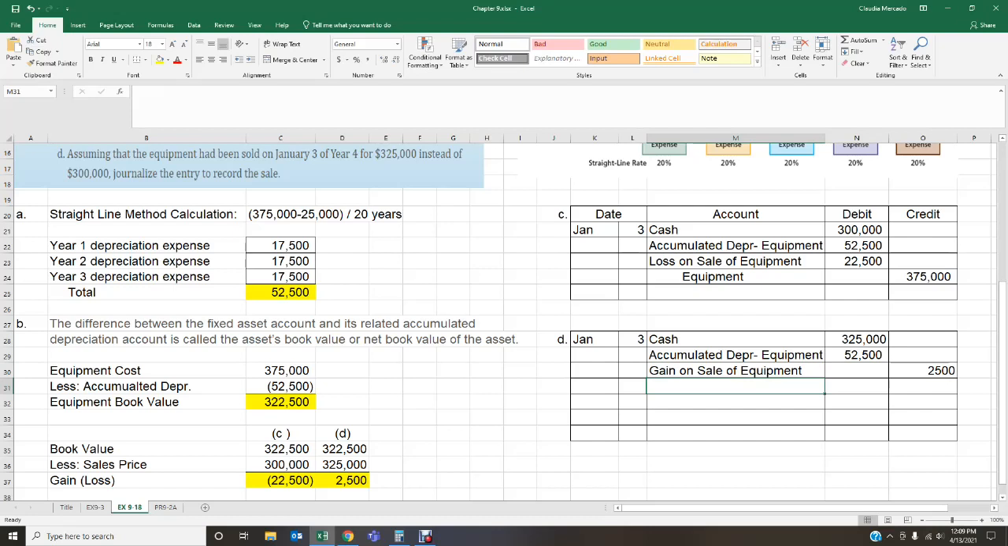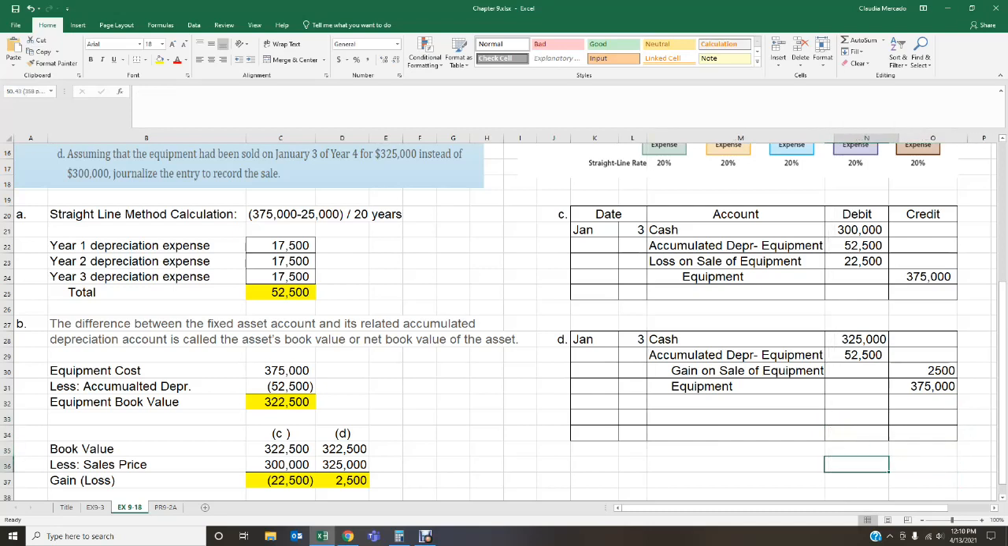And last but not least, we have to clear out our equipment account. Our equipment account will always be cleared for the amount that we originally recorded the equipment for. In this case, it was $375,000. So I'm going to make sure that my debits equal my credits because I want to make sure that I am in balance. And yes, we are. Both of them are $377,500.